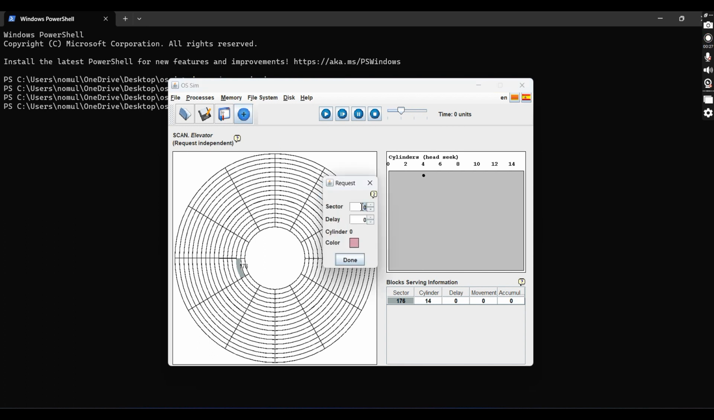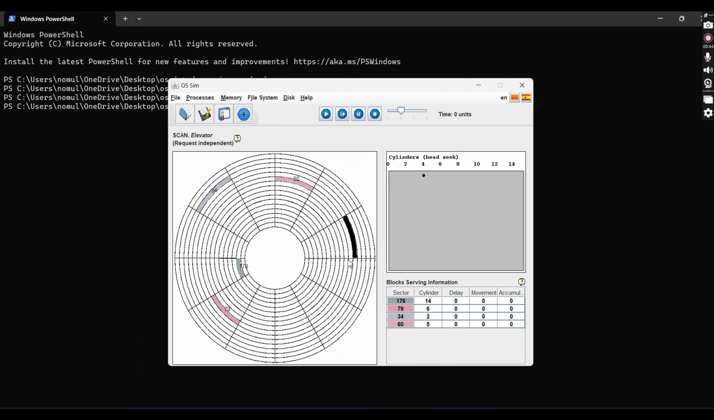The SCAN scheduling algorithm is also known as the elevator algorithm. It is a disk scheduling algorithm used by operating systems to determine the order in which to access disk blocks. It is designed to minimize disk arm movements and reduce the average response time for disk requests. So this is the advantage of the SCAN disk scheduling algorithm: it reduces the average response time for disk requests.